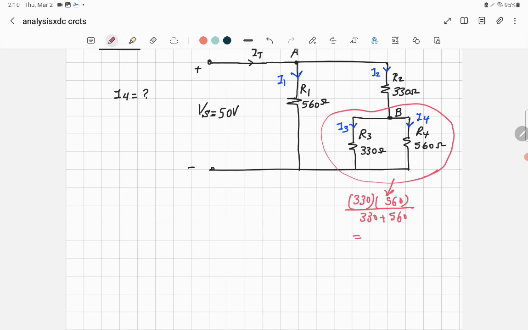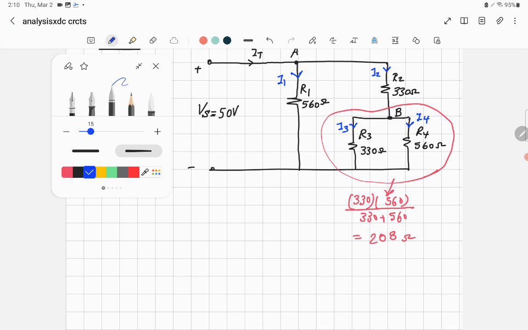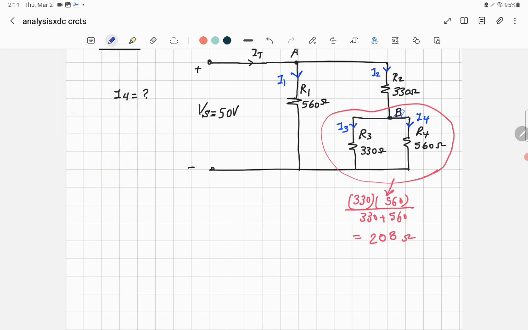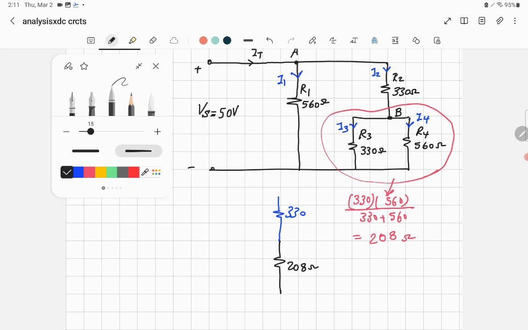Okay, let me just calculate this value. That would be equal to 208. Now we can sketch the circuit after we found this parallel. So you will have one in the top, which is equal to 330, and you have now this resistance. You just calculated the equivalent of the parallel, which is equal to 208 ohm, and you complete the circuit.